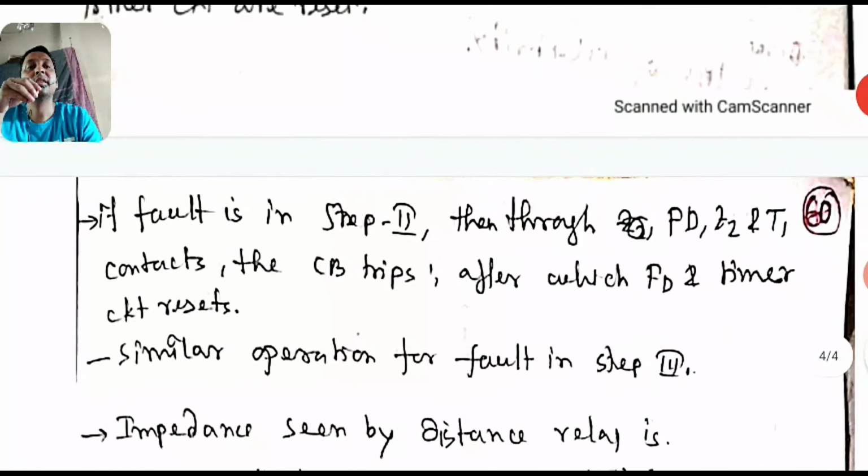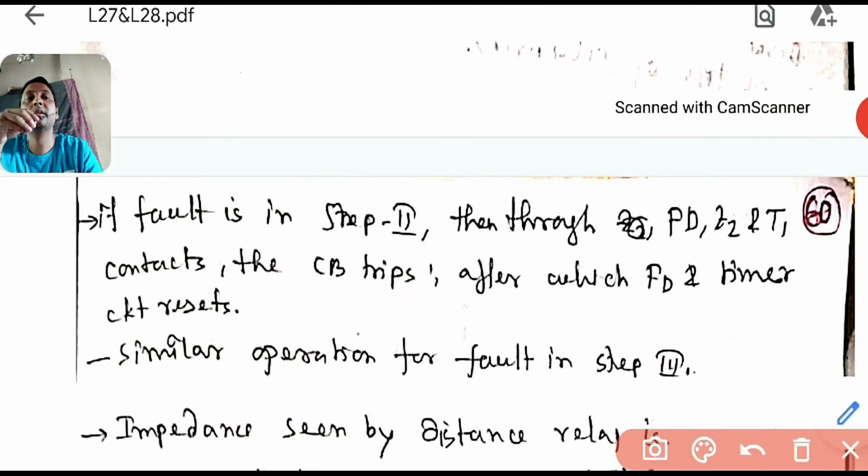Now if the fault is in step 2, then what will be the path? Then FD, Z2 and T1. This will be the path. You can see that path I have already explained, after which it will be reset. Similar operation for step 3.